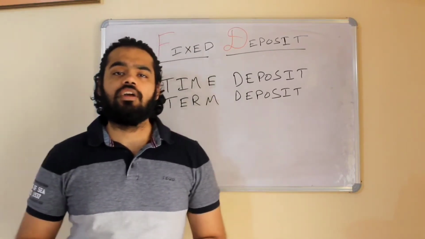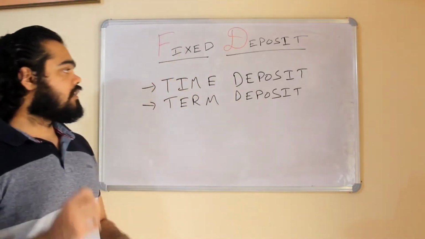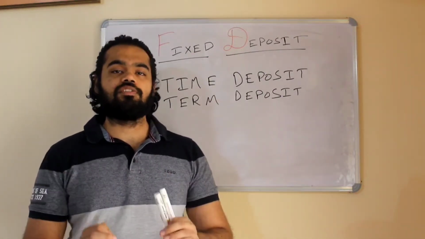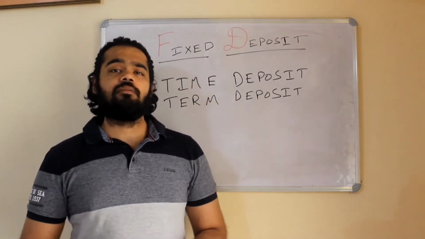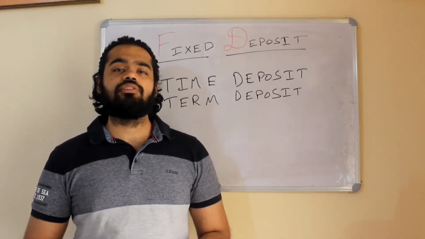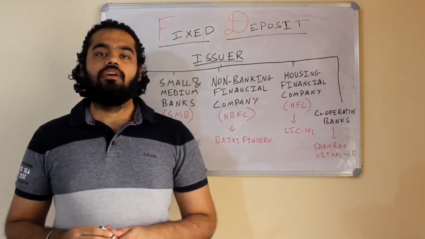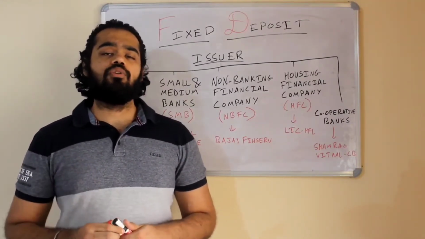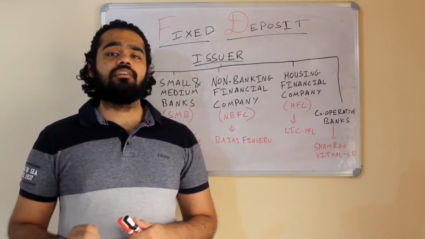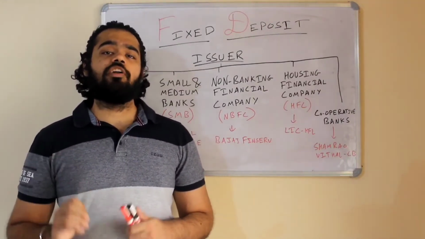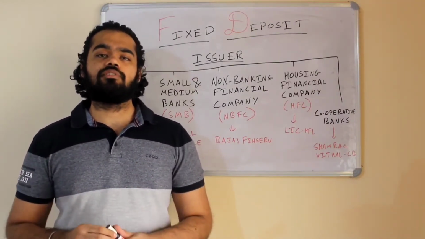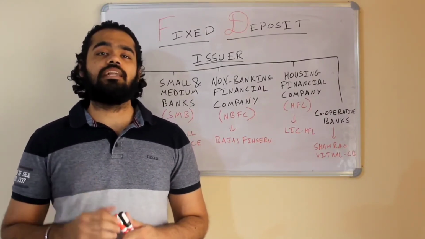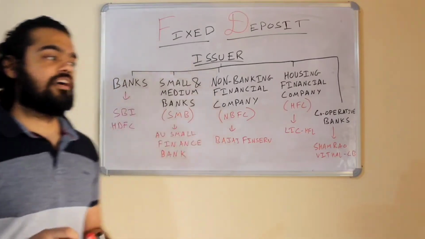Now before starting, if you come across words like time deposit or term deposit, they are nothing but another name for the fixed deposits. Now let's start by first understanding which all institutions issue a fixed deposit. So let's understand who issues it. Before that, it is important to know that depending on the credit risk of the institution, they offer different interest rates on their fixed deposits. So this is one of the important points to consider before selecting a FD. So let's start with it.